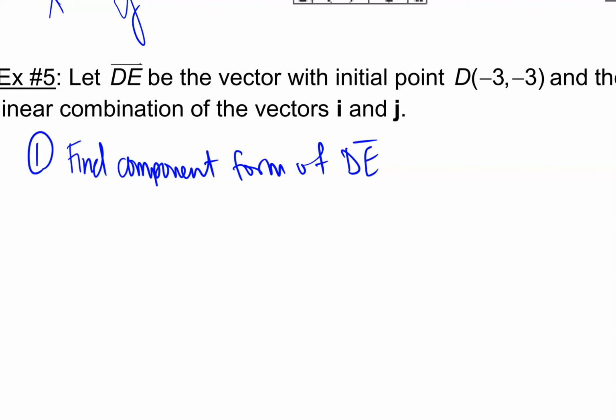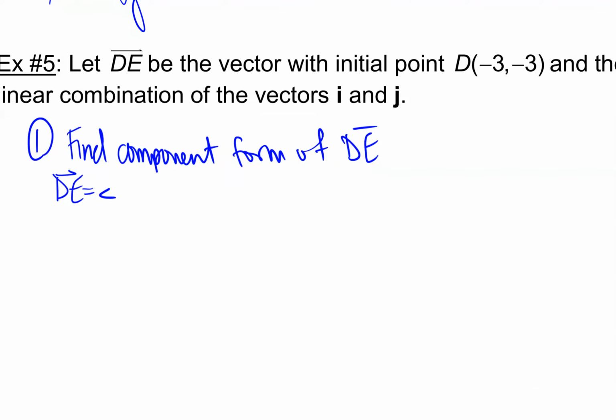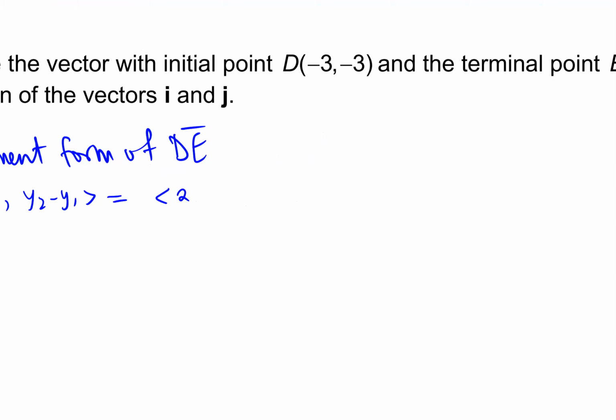Okay, to find component form, remember, you just have to do x2 minus x1. So to find component form of DE, this is x2 minus x1, comma y2 minus y1. So this is going to be 2 minus a negative 3, comma 6 minus a negative 3. So that's just going to be 2 plus 3, so 5, comma 9. That is the component form.